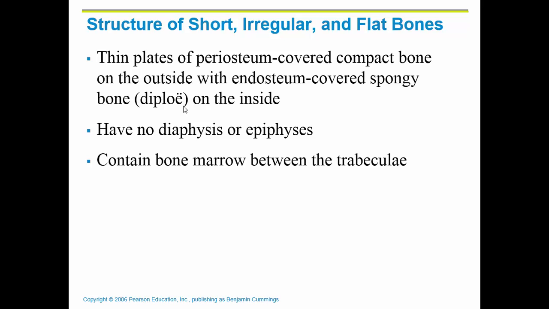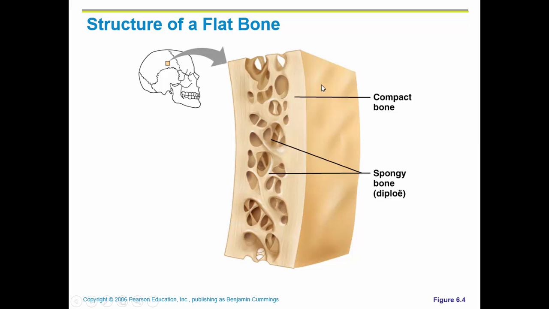In these short, irregular, and flat bones, there's no diaphysis, no shaft, and there are no epiphyses or ends to it, because a long bone definitely looks a little different. And there is bone marrow between the trabeculae, a term that we talked about earlier in this unit, and that is basically the bony portions of spongy bone. So you can see in a flat bone, there's compact bone on the outside, there's the periosteum on the outside, and there's going to be an endosteum where you see the spongy bone, or diploe, and right here, these bony portions.